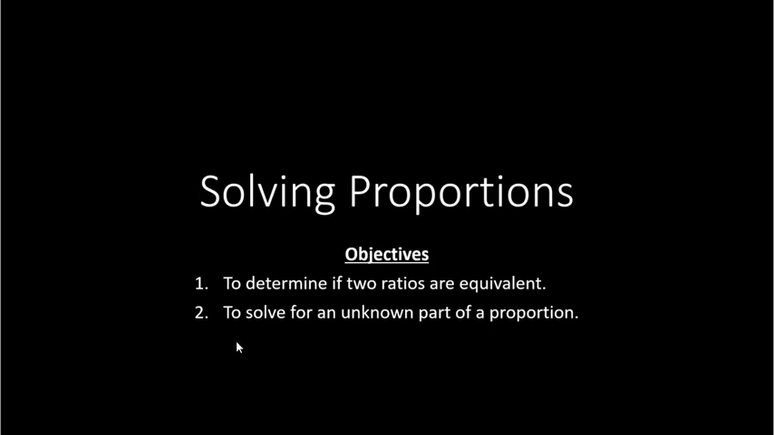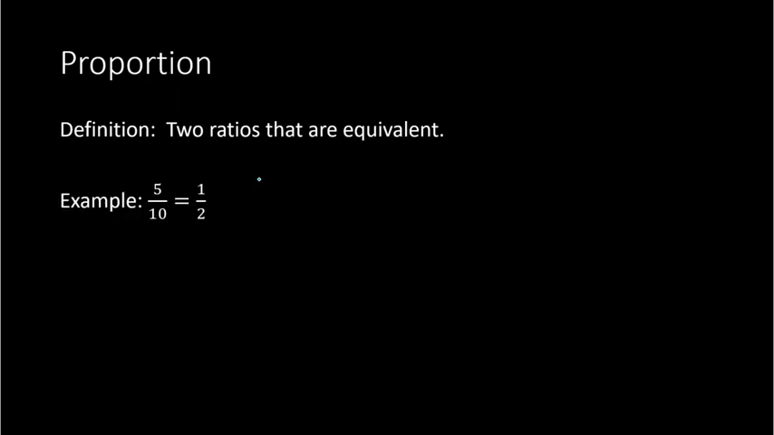In this video, you will learn to determine if two ratios are equivalent, as well as how to solve for an unknown part of a proportion. So first off, we must understand what a proportion is. A proportion is simply two ratios that are equivalent or equal. For example, we have 5 over 10 equaling 1 over 2.